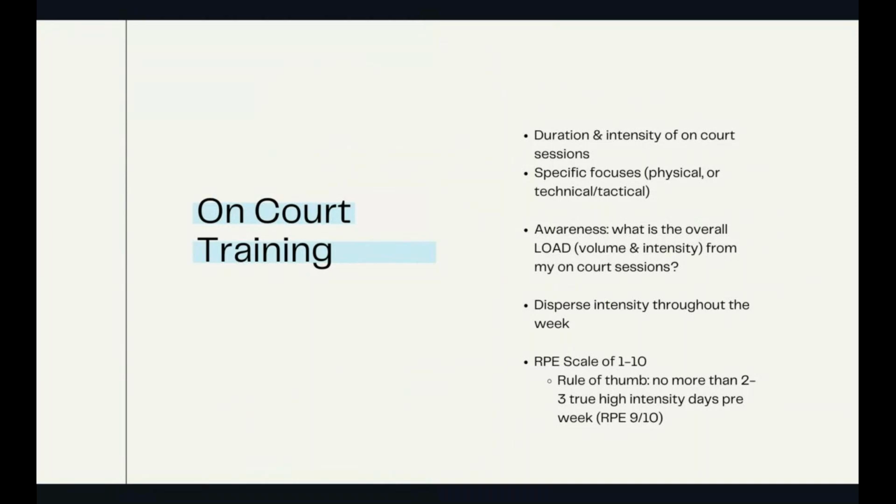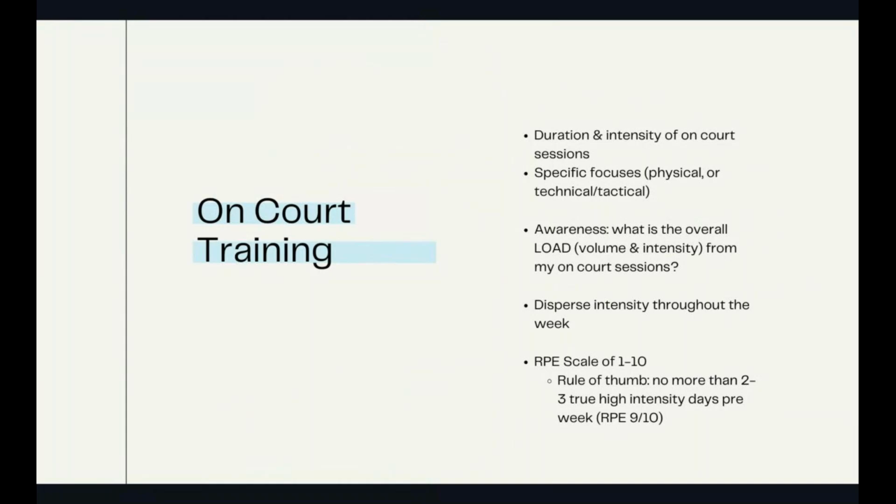And that's going to determine when you're going to do sessions and how often you are going to do them. Because we all know that a technical lesson isn't as physically hard as a pressure session, and even some matches aren't as hard as others, right? So it's important that you're aware of how intense your on-court training is, so then you can adjust your off-court training accordingly, or vice versa.